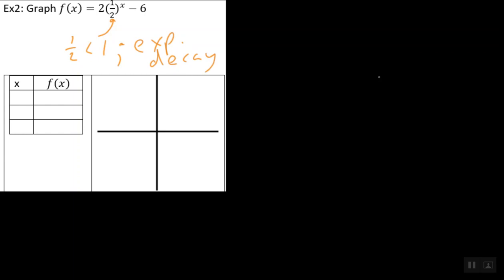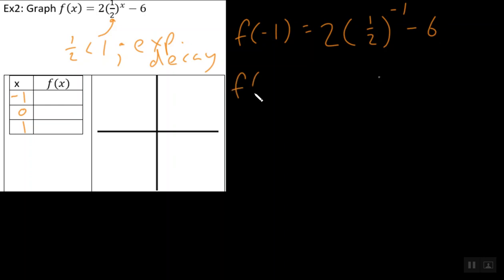Now, of course, the easy values that we always want to do are -1, 0, and 1. Okay, so let's take a look here. I have f of -1 is equal to 2 times (1/2) to the power of -1 minus 6. Now, what's the rule here? Well, whenever you have a fraction raised up to a power, you can actually take both of the numbers in the fraction and raise them up to that power. So this is 1 to the -1 over 2 to the -1 minus 6.